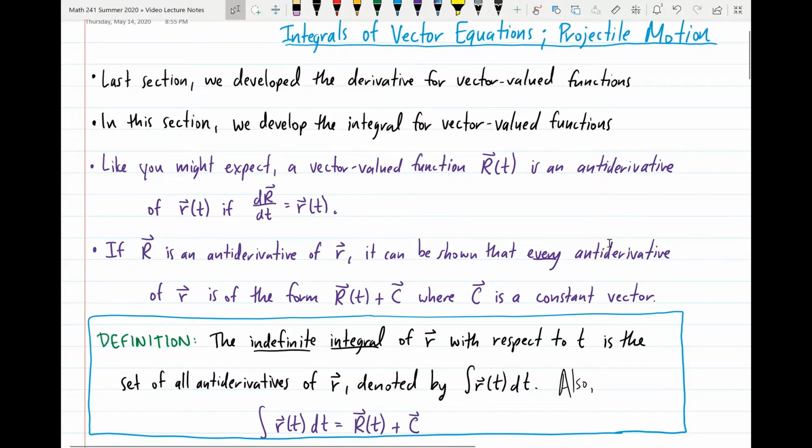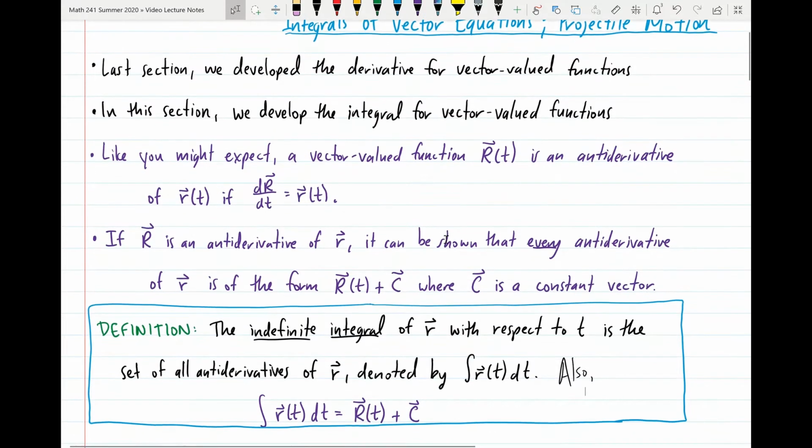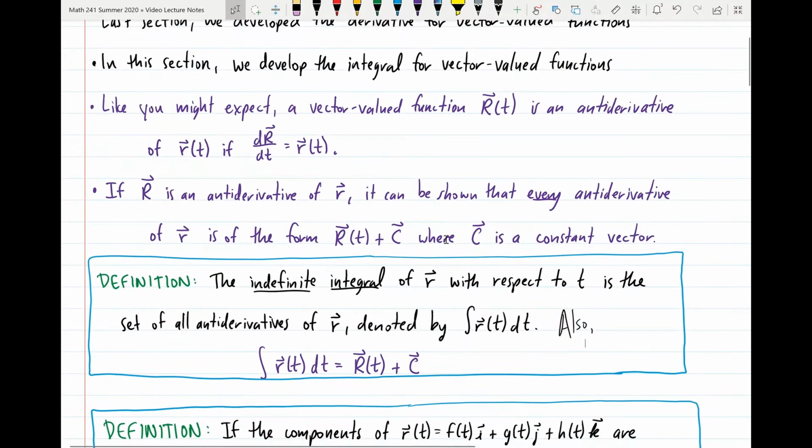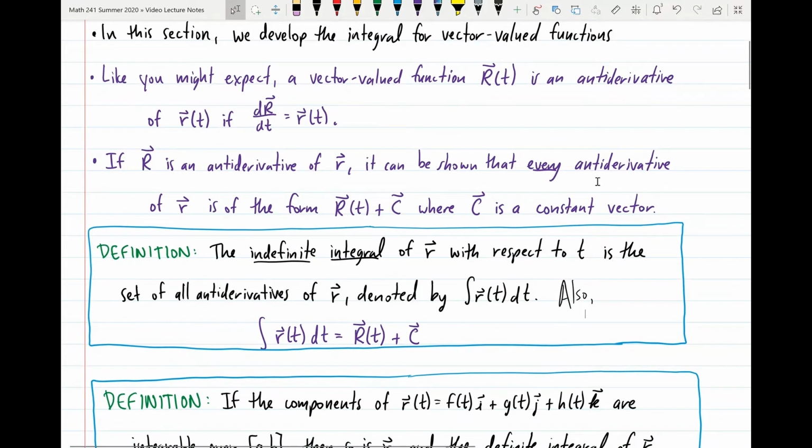Like you might expect, if we have a vector valued function, big R of t, then big R of t is an antiderivative of little r of t if the derivative of big R of t with respect to t is equal to little r of t. So this is the same as the definition for an antiderivative that we had when we studied scalar functions in Calc 1 and 2. And secondly, if big R is an antiderivative of little r, it can be shown that every antiderivative of little r is of the form big R of t plus c, where c is a constant vector. Again, this is identical to a fact that we learned about scalar functions, where if we had some antiderivative typically denoted big F of x, then every antiderivative was of the form big F of x plus c.